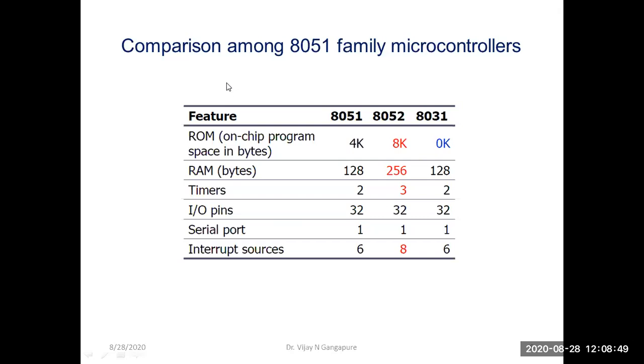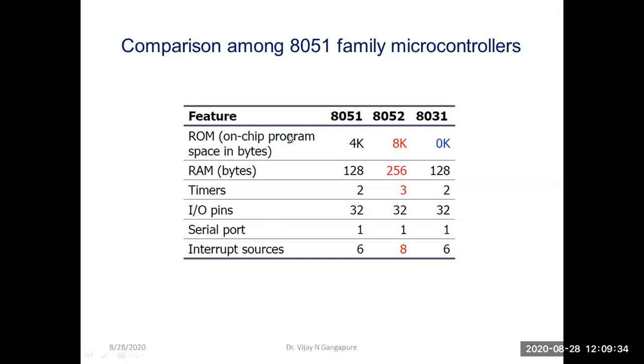Next point is comparison among 8051 family of microcontrollers. So we cannot compare all the microcontrollers from the family of 8051 microcontrollers. So for example, we have taken only 3 microcontrollers for comparison. So 8051 original microcontroller, then its enhanced version, that is 8052, and another microcontroller 8031. Now this comparison is based on few features. First feature is ROM, available ROM, RAM, available RAM, timers, number of IO pins available, number of IO ports available, and number of interrupt sources available.